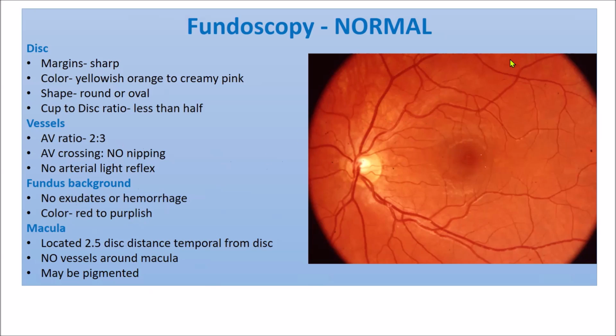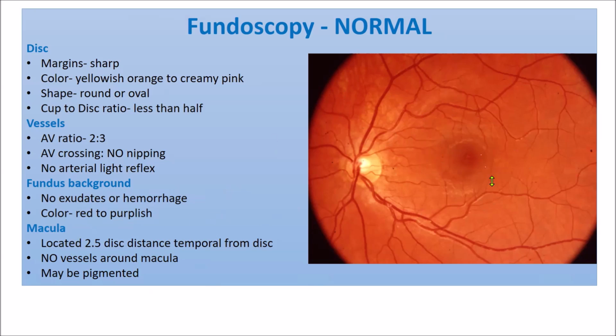Fundus background, that means the whole area is the fundus. I told you that fundus doesn't mean retina, only the area visible. This area is called the fundus. So we call it fundoscopy. In the fundus there shouldn't be any exudate or hemorrhage, and the color will be red to purplish in general, but people of African origin might have a pigmented retina. It is also normal. It is an additional message, try to remember.